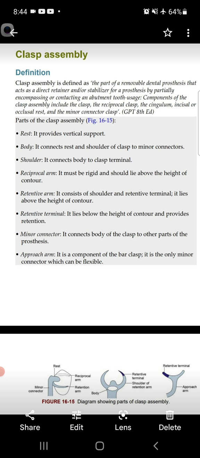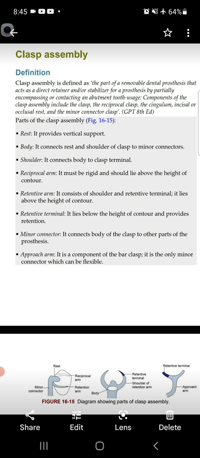Parts of clasp assembly in figure 16.5, diagram showing parts of clasp assembly. Number one is the rest. Look at the diagram. Rest we already studied in the 6th video about rest and its types. Rest provides vertical support. Second part is the body. Look at the diagram. Body connects rest and shoulder of clasp to minor connector. Meaning body connects three things: minor connector, shoulder of clasp, and rest.